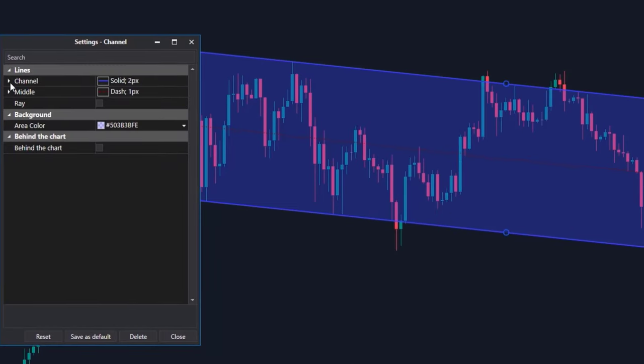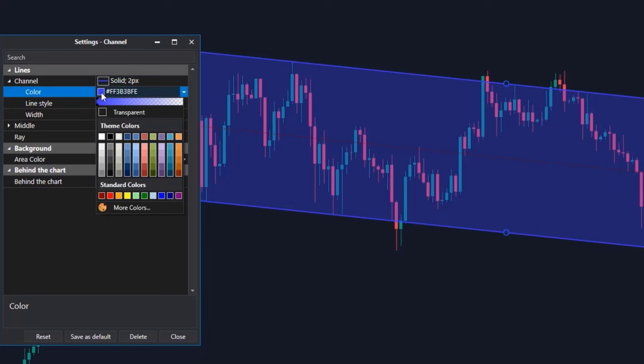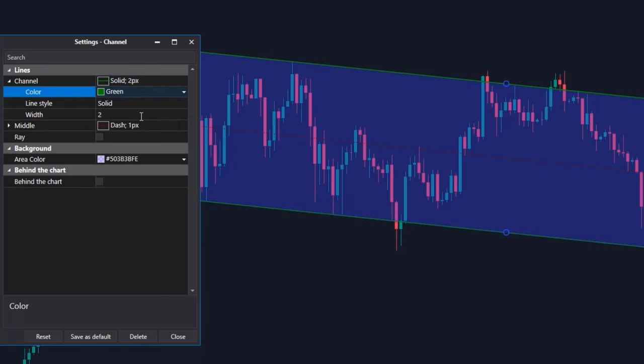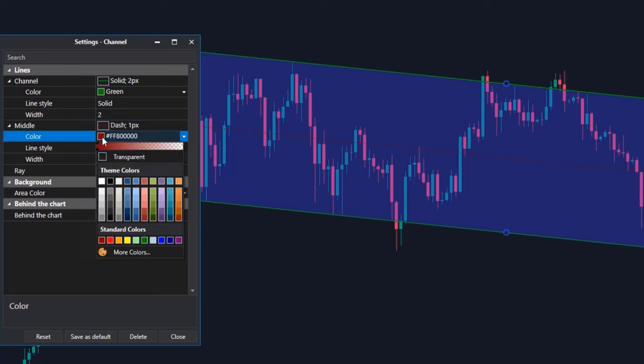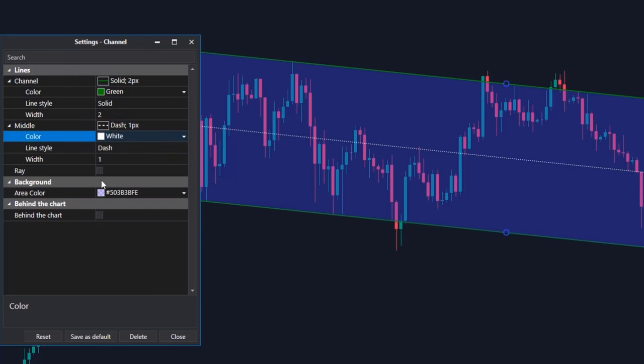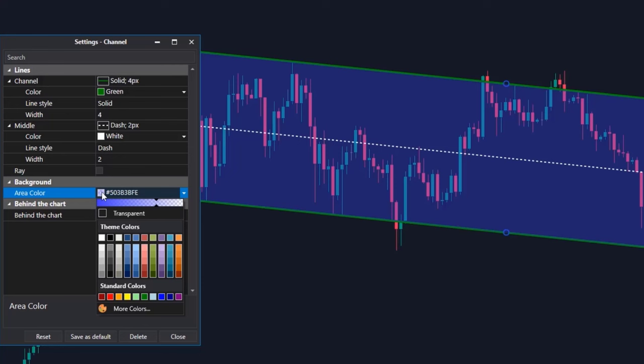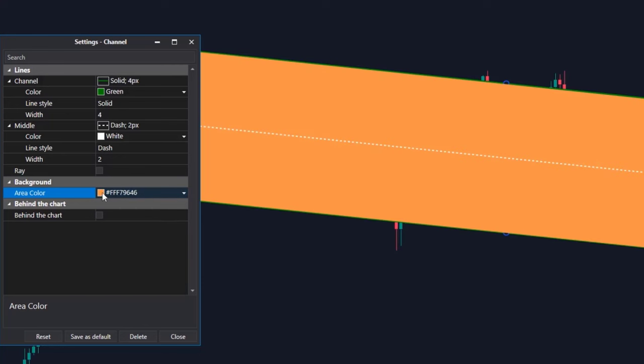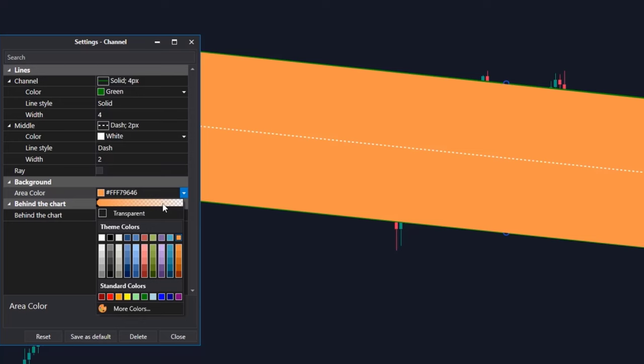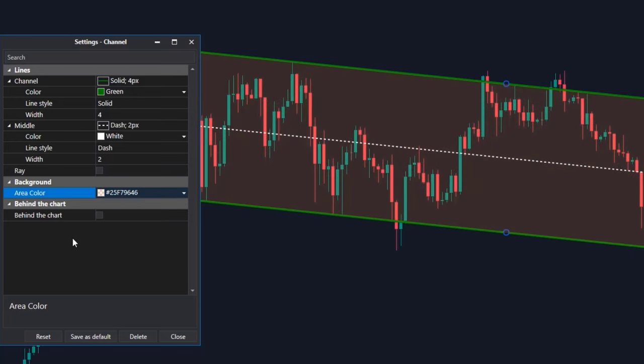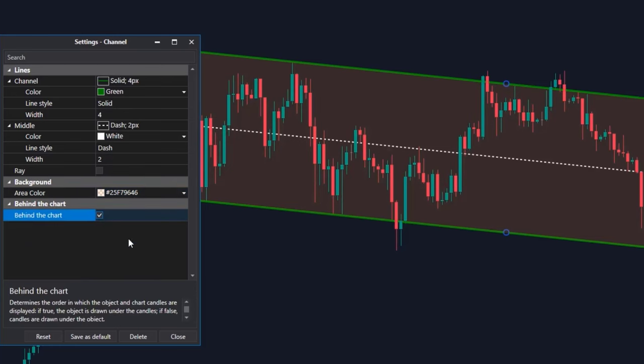We can choose the colors of the channel. I can also change the middle line. There are quite often reactions to the line, so this way we can see it. And also I can change the color of the area, change the transparency so that we see the candles behind. And to see it even better, I will send the channel behind the chart by clicking this checkbox, and I'm closing it.